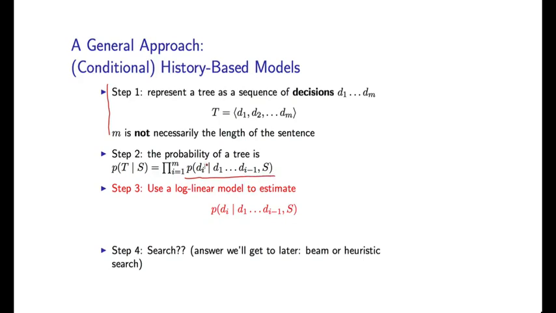terms where at each point I condition the ith decision on the entire sentence as input and the previous i-1 decisions. So the remaining steps of this approach are going to be to derive a log linear model that estimates these conditional distributions, and finally to somehow implement search for the highest probability parse tree. So let's talk about this next. How do we use a log linear model to define this conditional probability?